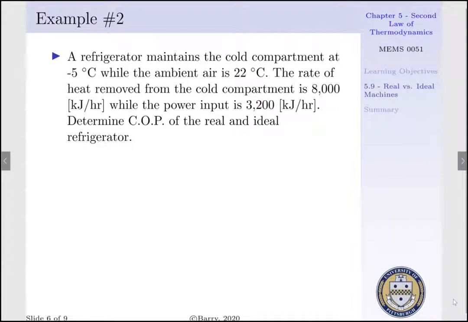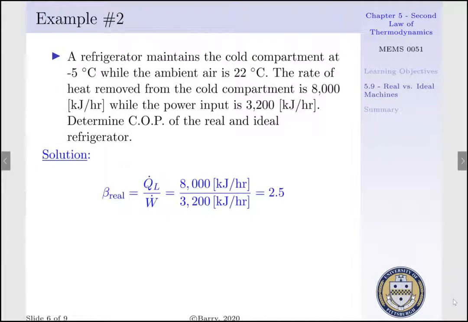Now, imagine we have a refrigerator that is cooling a cold compartment to minus 5 degrees centigrade, while our ambient air is 22 degrees centigrade. The rate of heat removed from this cold compartment is 8,000 kilojoule per hour, while our power input is 3,200 kilojoule per hour. We want to determine the coefficient of performance of the real and ideal refrigerator.